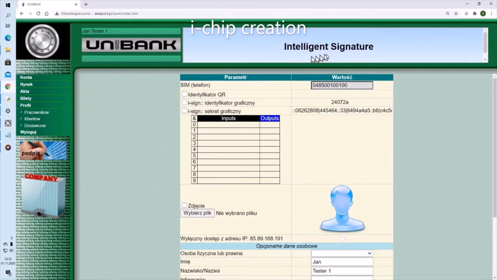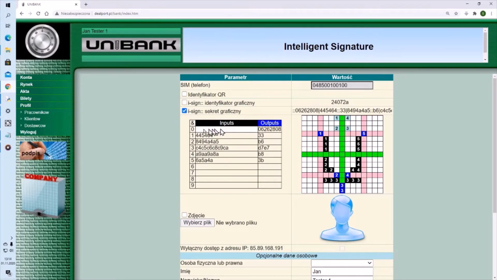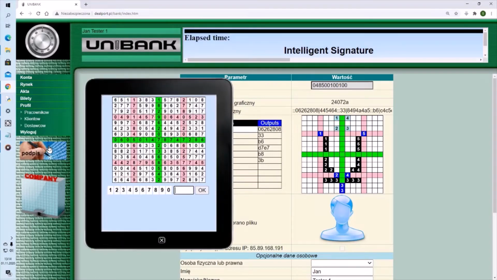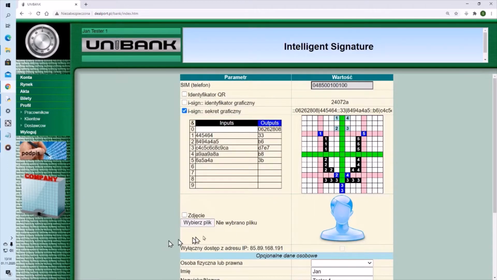iSign, Intelligent Signature, is an identity authentication and digital signature generation system. It includes a graphical user ID and the graphic secret. The virtual token generates one-time passwords using a cryptographic protocol called iChip because its concept was inspired by the architecture of integrated circuits. The mask of such a virtual microchip shows its components grouped into blocks, conducting and forming a digital signal from input to output.